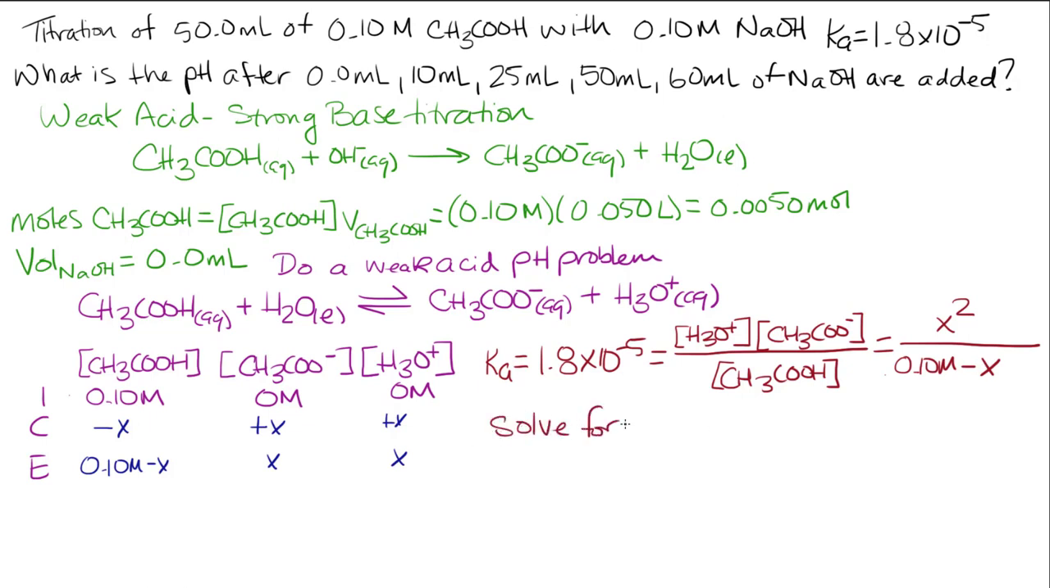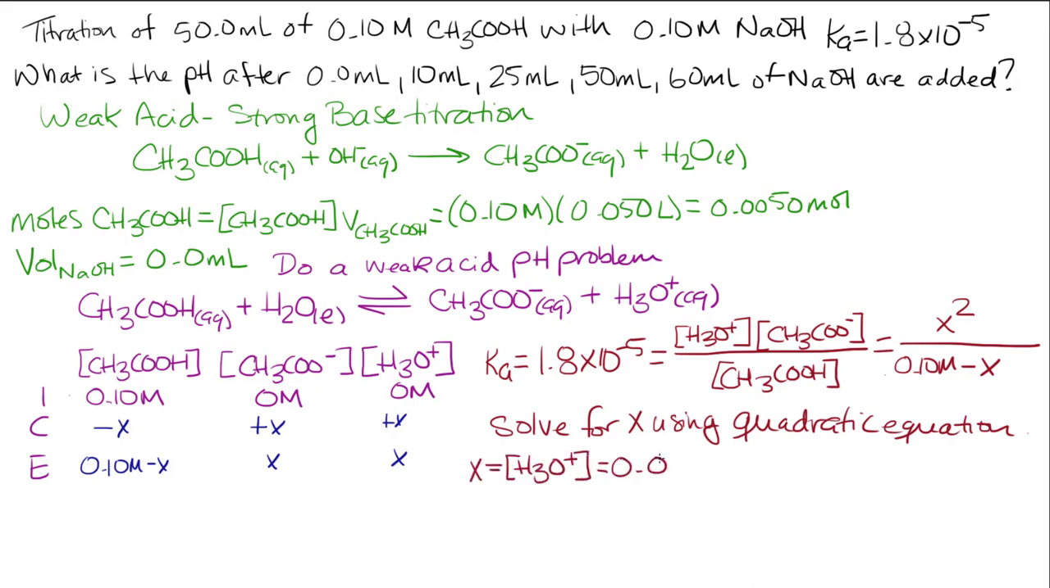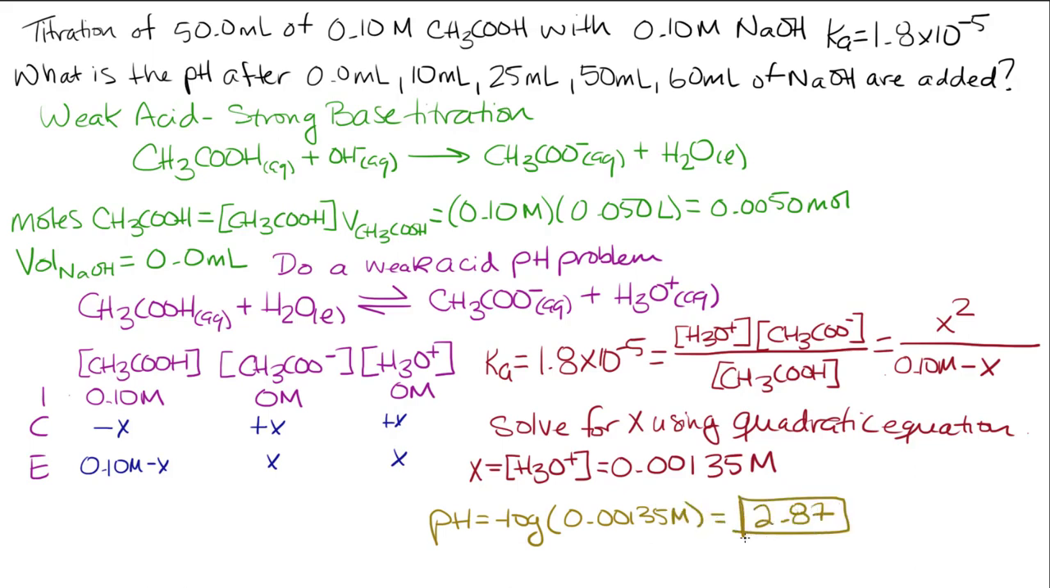We can now solve for x by doing some algebraic manipulations of the equation and using the quadratic equation, which will give a value of x equal to 0.00135 molar, which is then also the concentration of the hydronium ion. We can now solve for the pH by taking the negative log of the hydronium ion concentration, and a final result of 2.87 is what we'll get. This is the pH of the acetic acid solution prior to any addition of base.